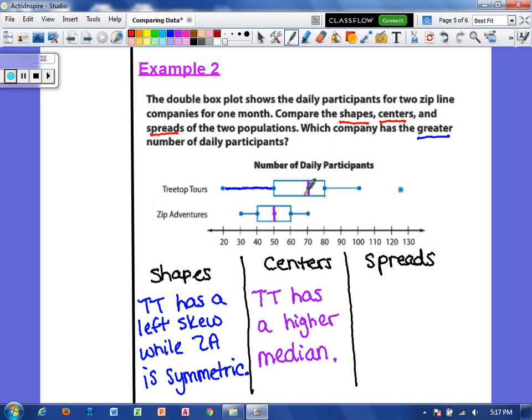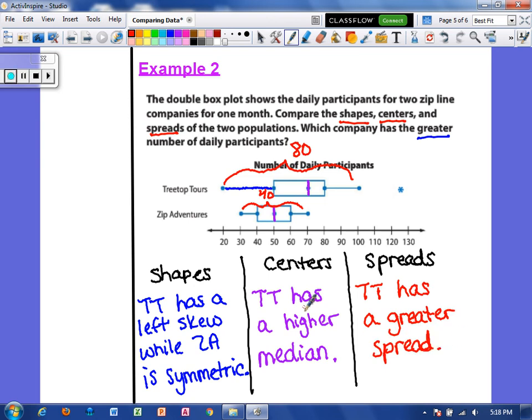Now for the spreads, we're comparing the range of the data. So for Treetop Tours, it goes all the way from 20 to 100, so it has a spread of 80. Zip Adventures goes from 30 to 70, so it has a spread of 40. So Treetop Tours has a greater spread.